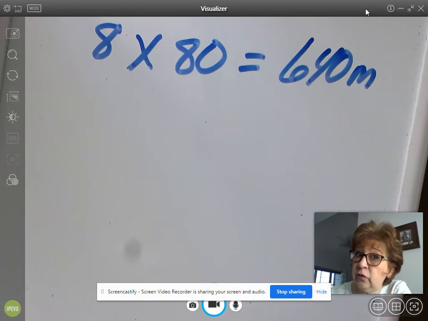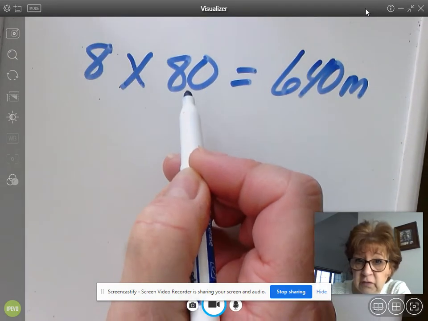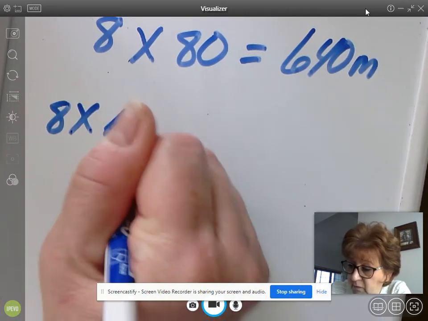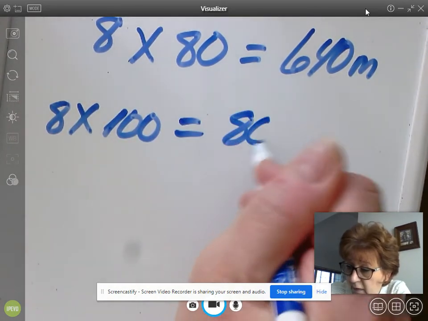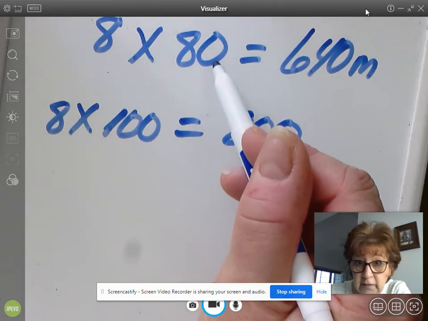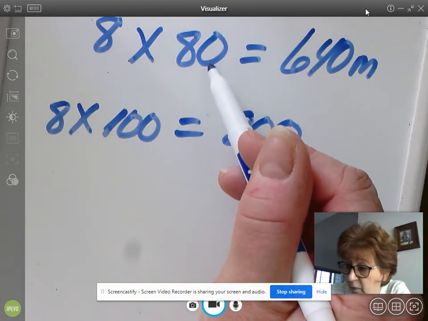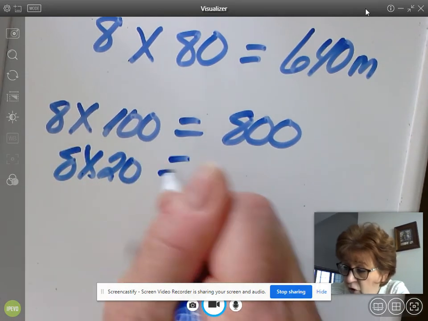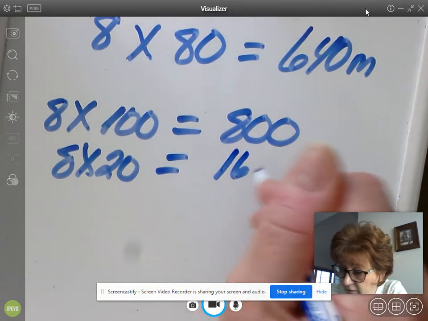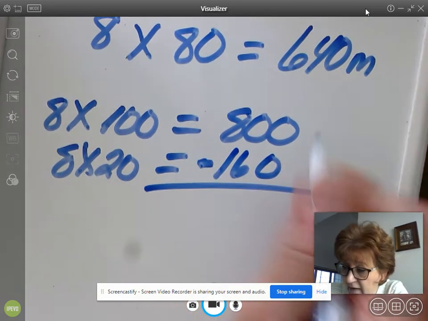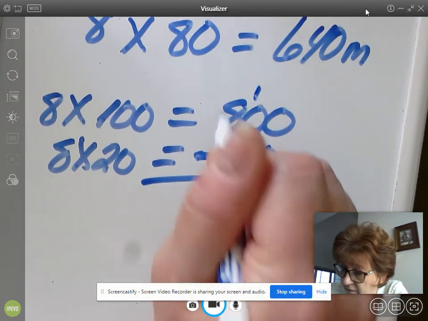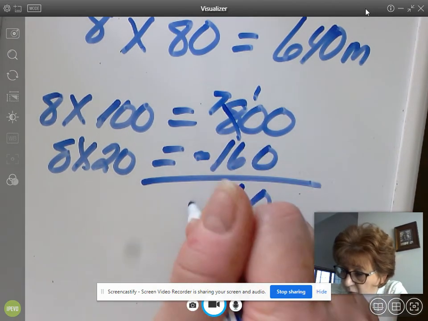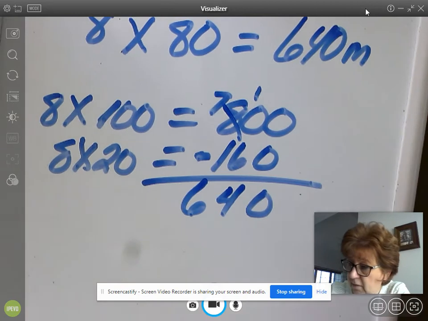I could round. Okay, I could round the 80 to the nearest 100, which would be 100. And I would have 8 of those. So 8 times 100 equals 800. Now, this was 20 meters less every time they went around. So I would have to do 8 times that 20 meters, which is going to equal 160. And I could subtract that. And so we have to make this 10, which makes this 7. So 10 minus 6 is 4. 7 minus 1 is 6.